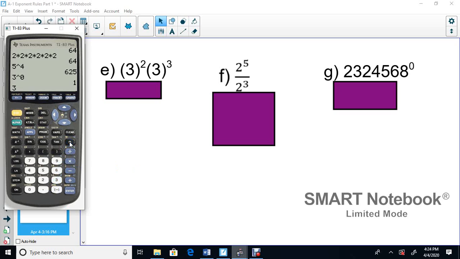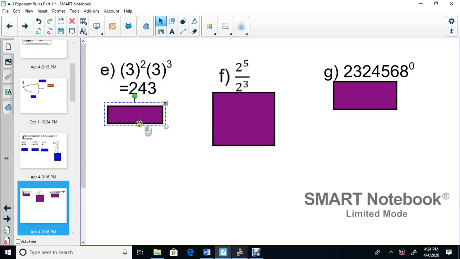3 to the power of 2 times 3 to the power of 3. So I would just type that into the calculator. Some of you might have a squared or a cube button, and you hit enter or equals on yours. 243, and that's our answer, 243.